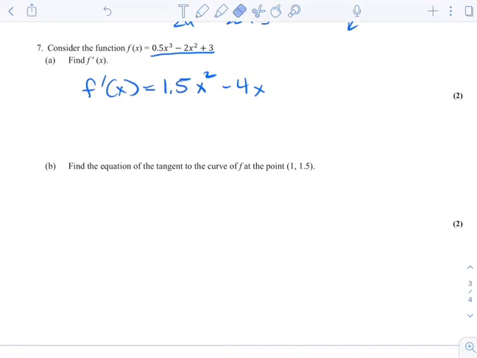Let's find the equation of the tangent line to the curve f at point (1, 1.5). So what does that mean? Well, we could have some function. We'll end up looking something like this.